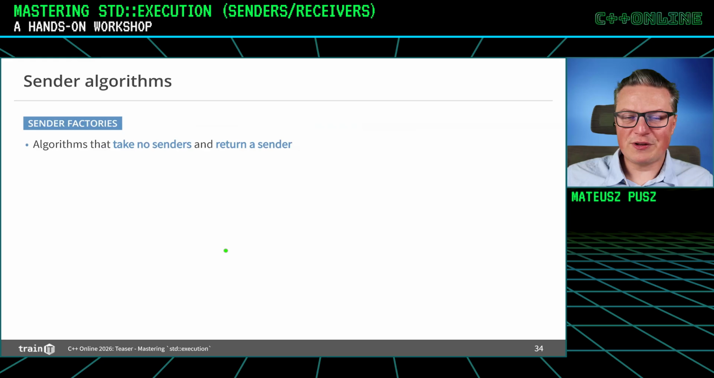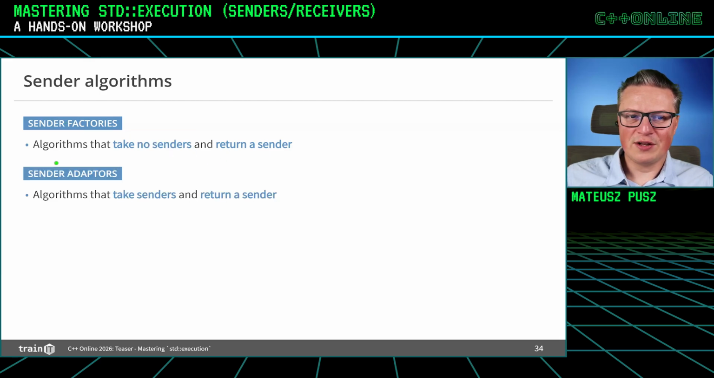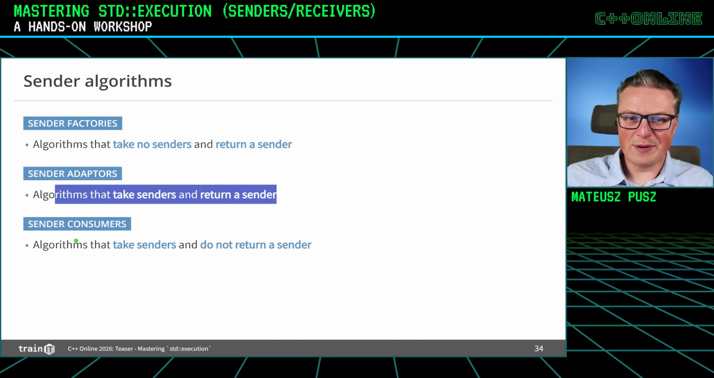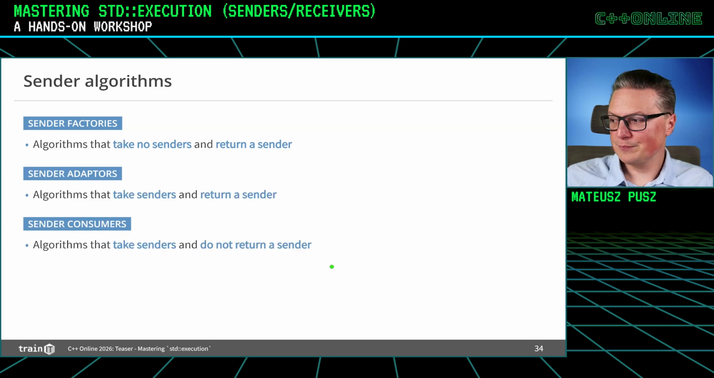And we have different kinds of senders in the library. We have sender algorithms, and those are basically sender factories: algorithms that take no sender and return a sender. Sender adapters take senders and return a sender. And sender consumers take senders and do not return a sender. So this is the beginning of the pipeline, the middle of the pipeline, and the end of the pipeline.